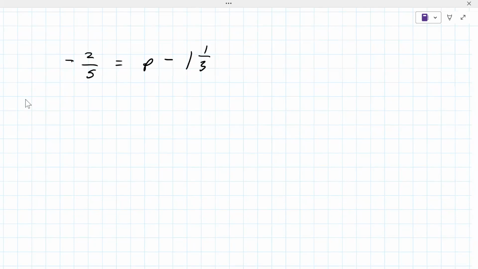Okay, so I want you to solve this equation. How do you undo what's on the right side of the equation? Addition. You're going to add 1 1/3 to both sides. So it might be worth writing it this way, like P is 1 1/3 minus 2/5. That way you can make a common denominator. Okay.